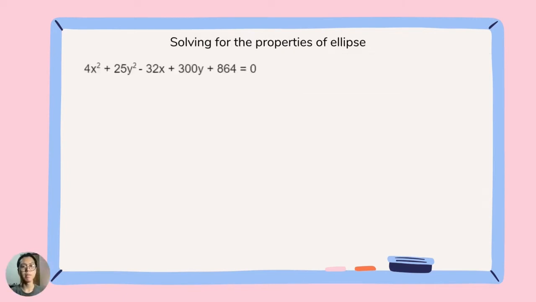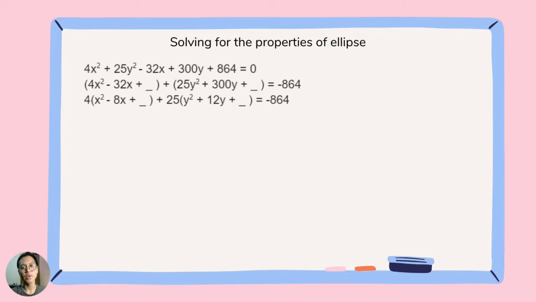Now we are going to solve for the properties of an ellipse. We have a given here, 4x squared plus 25y squared minus 32x plus 300y plus 864 equals 0. So this is a general equation and we have to make this into a standard equation. So what we would do first is we are going to group all terms with the same variables and move the constant term from the left-hand side to the right-hand side. So we have 4x squared minus 32x plus blank plus 25y squared plus 300y plus blank equals negative 864.